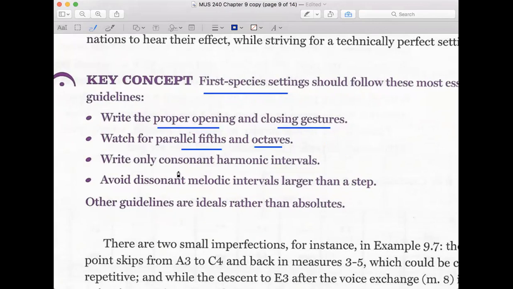This says, write only consonant harmonic intervals. We have not looked at dissonance yet. We're not using dissonance in species 1, so we're going to avoid seconds, fourths, and sevenths. And this says avoid dissonant melodic intervals.